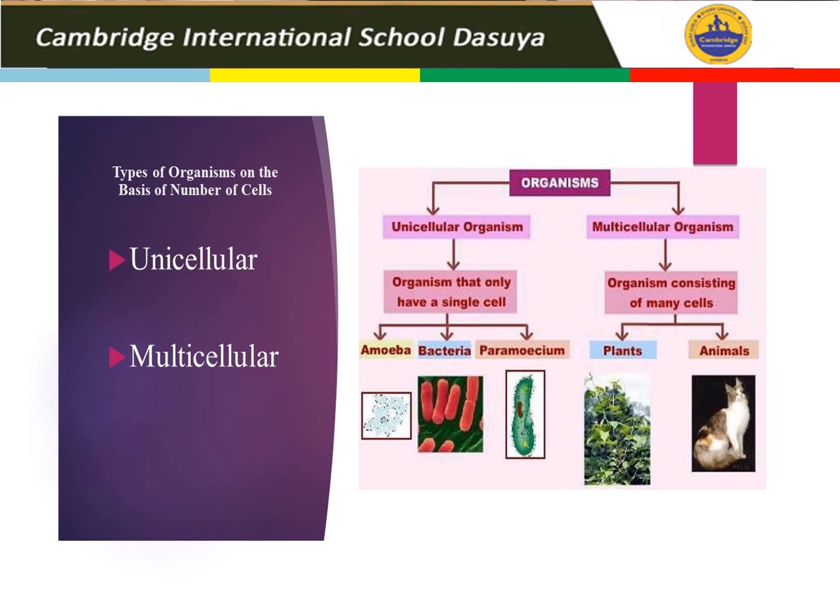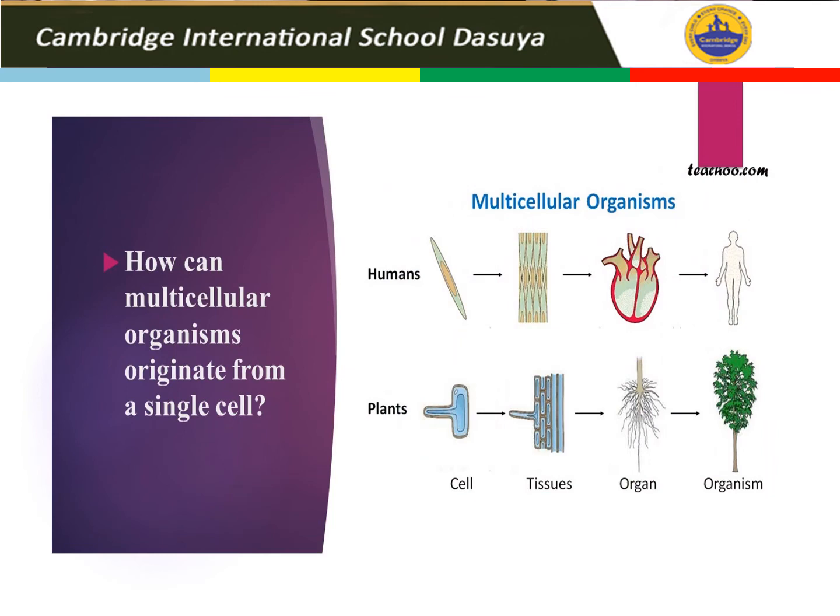Next is the multicellular organism, composed of a collection of cells that assume functions in a coordinated manner, with different cells specialized to perform a particular task in the body. These are called multicellular organisms. For example, plants, human beings, animals. So this was all about types of organisms on the basis of number of cells. Here you can see plant or human cells combine together to form a tissue, tissues combine together to form an organ, and ultimately an organism is formed. So in this way, a multicellular organism originates from a single cell.